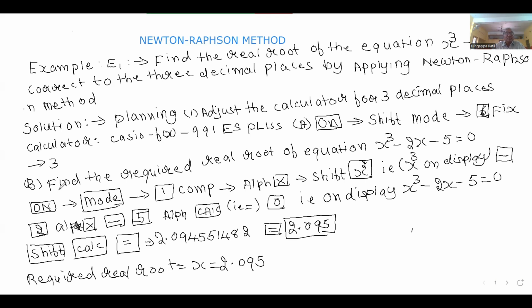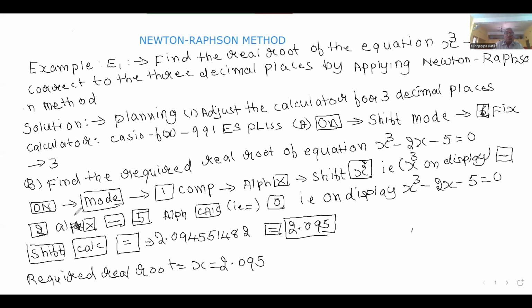Next step is very, very important: find the required real root of the equation. The equation given by the examiner is x cube minus 2x minus 5 equal to 0. Its real root you have to find by applying the Newton-Raphson method, but we can find the root by some other shortcut method. If you know the answer of the problem, it becomes easy and you will be very confident.